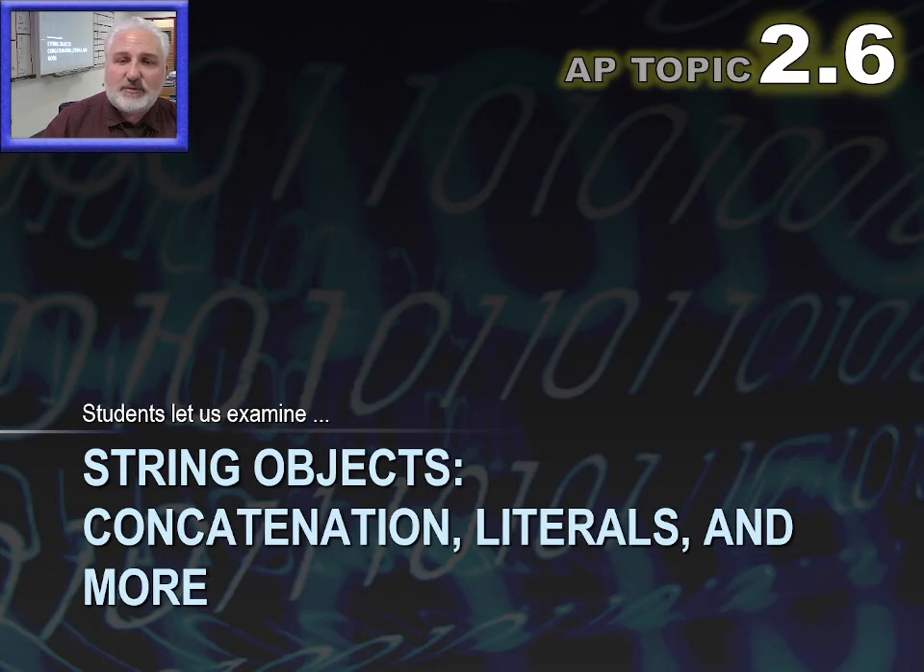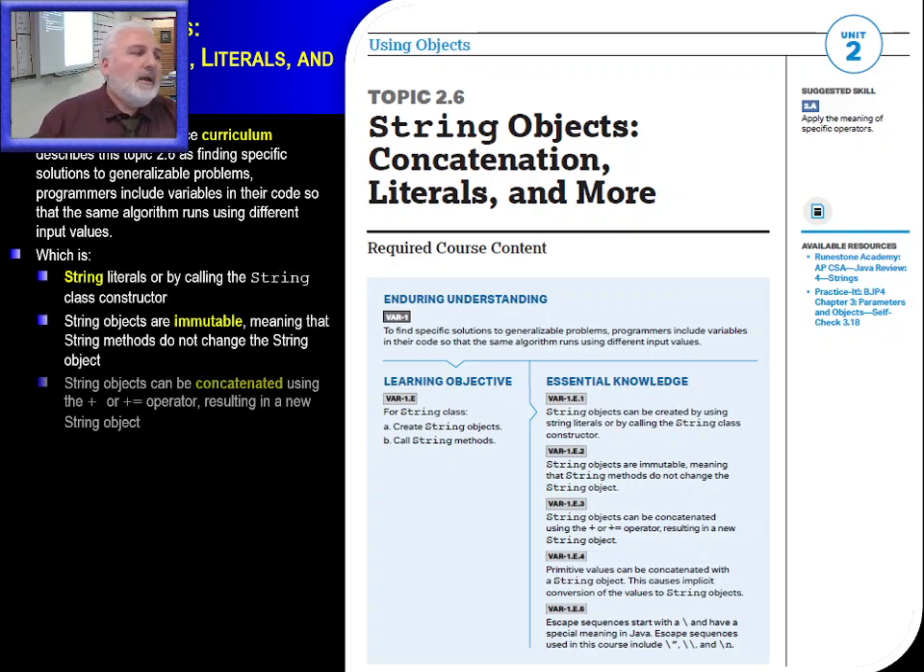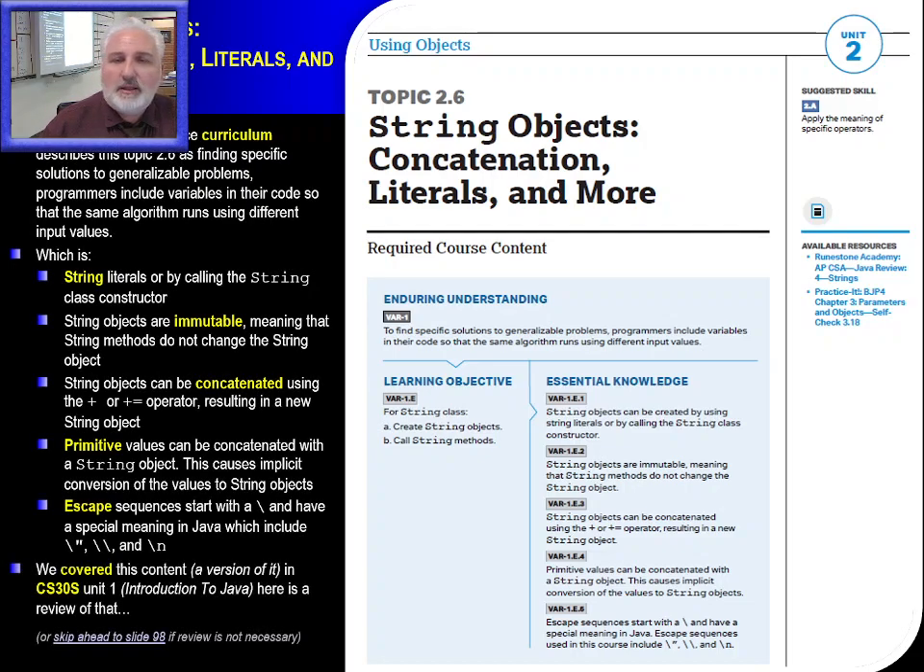2.6 is defined as string objects, concatenation, literals, and more. Okay? So, string literals, or by calling the String class constructor. String objects are immutable, meaning the string methods do not change the string object. String objects can be concatenated using the plus operator or the plus-equals operator, resulting in a new string object.